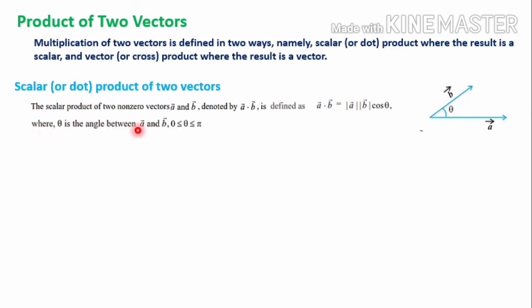Here theta is the angle between vector A and B, and theta lies between 0 and pi. There are some results. The first result is vector A dot vector B is a real number. That's why it is called a scalar product. The result is a scalar quantity. Next, vector A dot B is equal to 0 if and only if vector A is perpendicular to vector B.